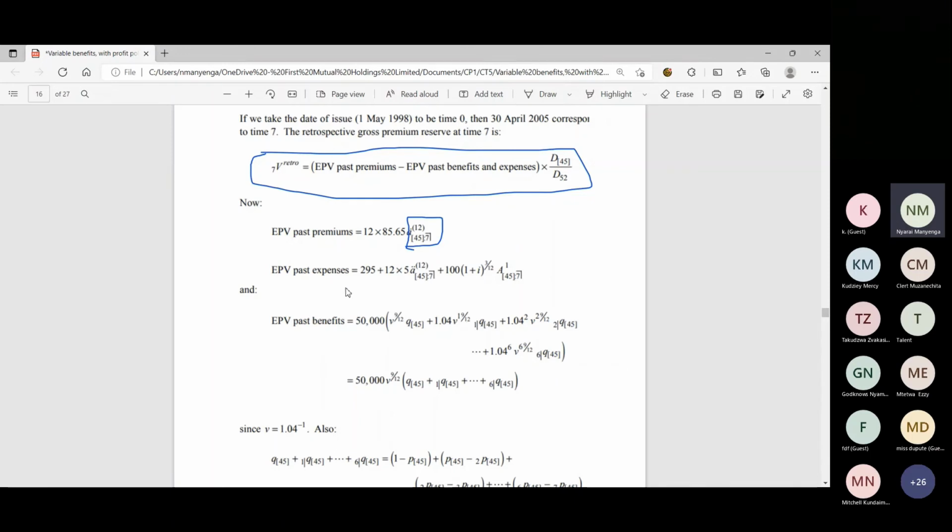Then the past expenses, we now need to calculate the expected present value of past expenses. So the past expenses, we need to input them as they are. To say this would be 300 plus 12 times 5, because 5 would be payable at the start of each month. Then this would be discounting the renewal expenses paid at the start of each month.